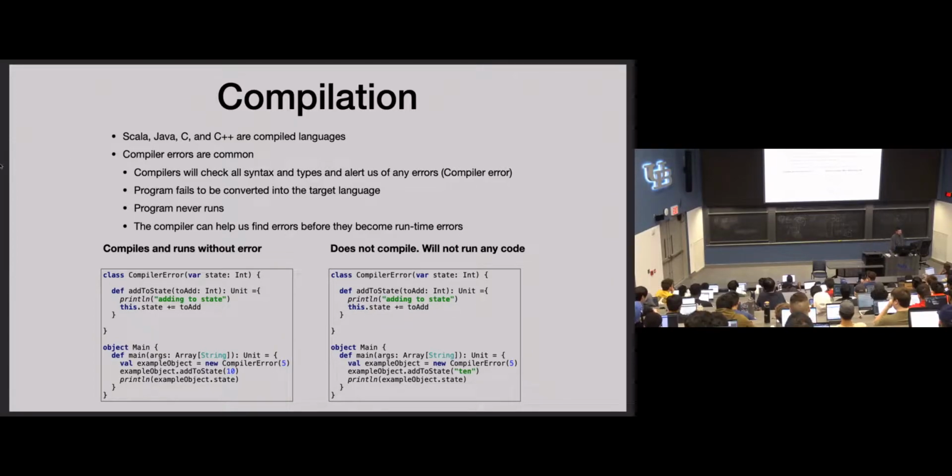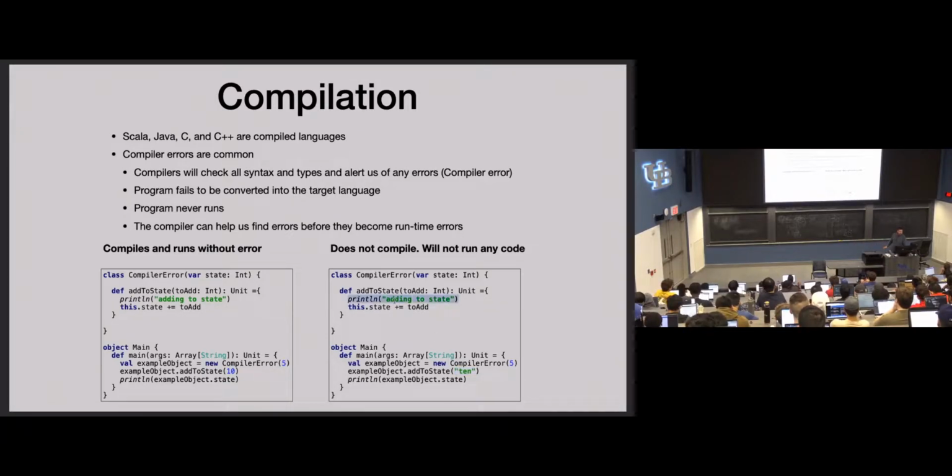So this is the same example as before. We're going to initialize a variable to 5. We're going to try to add 10 to it, and everything's fine. We print 15 to the screen. When we change 10 to a string, this line is going to have a compiler error. It's going to say, hey, you have a method that takes an int, but you gave me a string. That's not cool. And it's not going to compile your code.